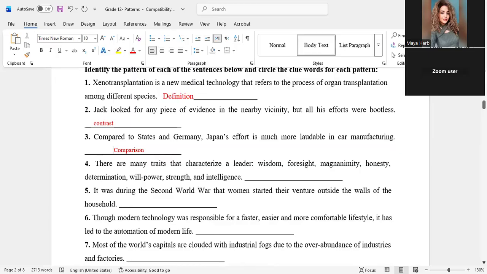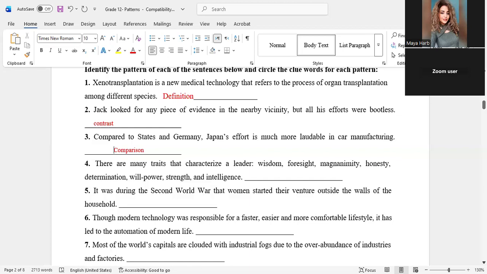Sentence 4, excuse me. There are many traits that characterize a leader. Wisdom, foresight, magnanimity, honesty, determination, willpower, strength, and intelligence. Okay.